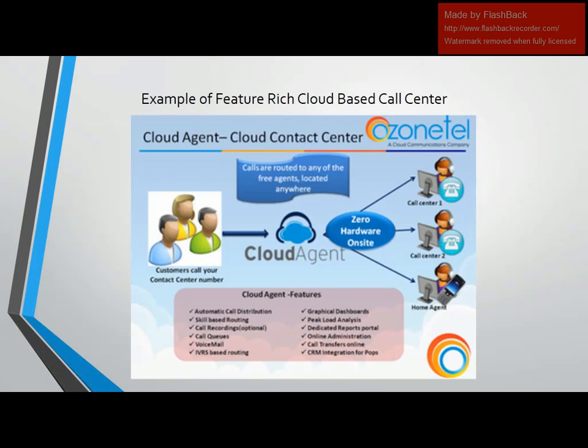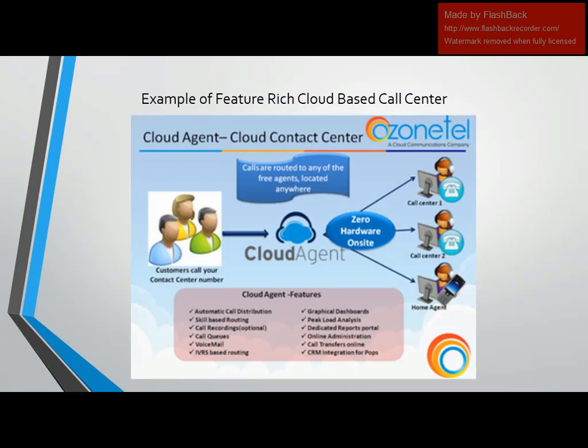This is the example of a feature rich cloud based call center. See, this is the cloud agent in a cloud based contact center. I'm giving you an example by Ozonetel. Calls are routed to any of the free agents located anywhere. The best part is you have zero hardware on site. Here you have three agents: call center agent 1 and call center agent 2 sitting in the office, and a home agent.